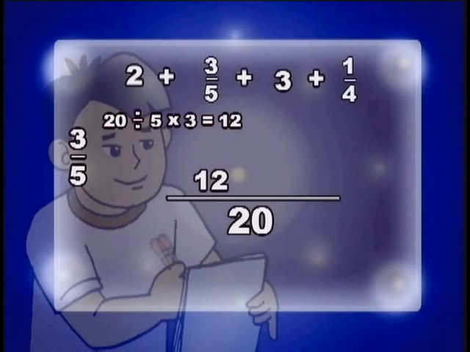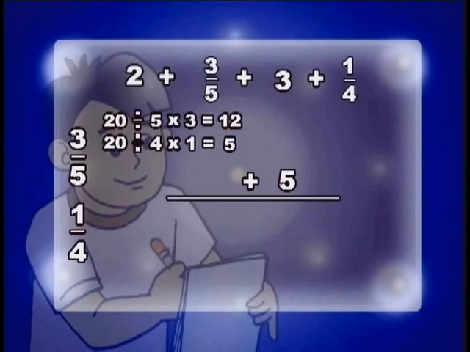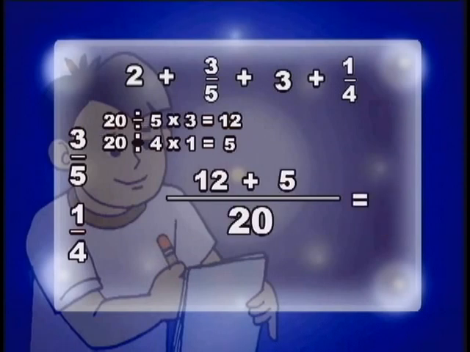He did the same for the second fraction. 20 divided by 4 times 1 is equal to 5. 5 now becomes the new numerator, and with 20 as a denominator, his second fraction now becomes 5/20. He can now add the fractions 12/20 plus 5/20. This gave him 17/20.